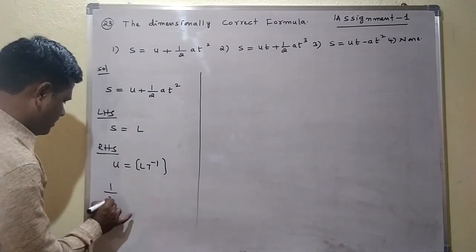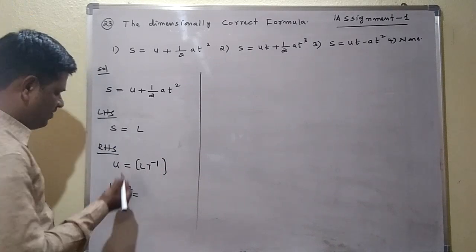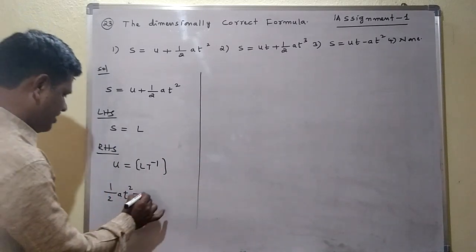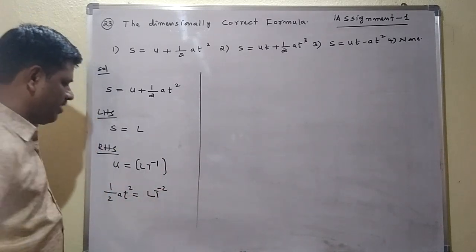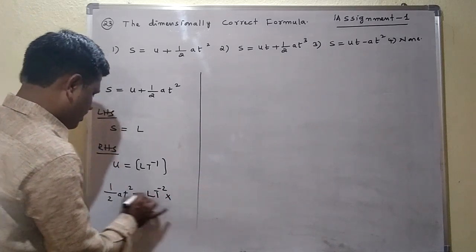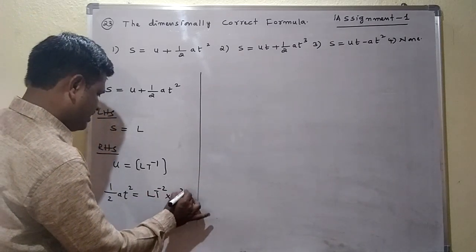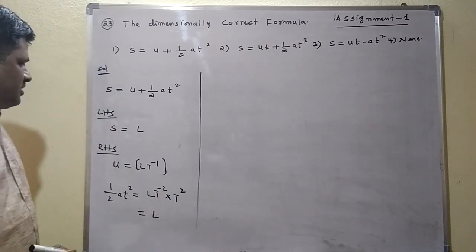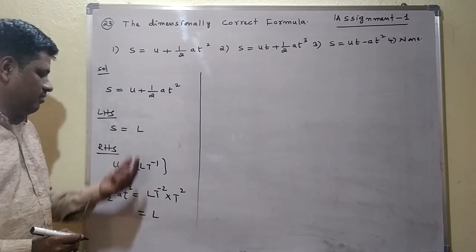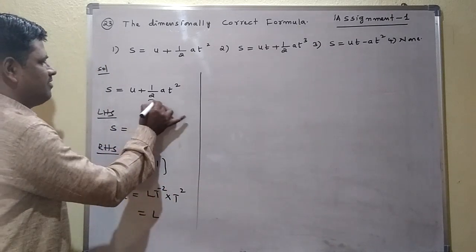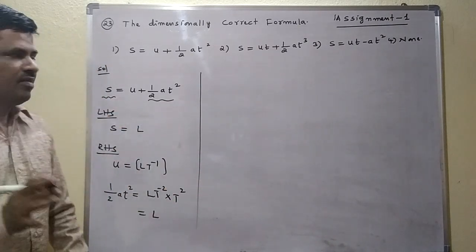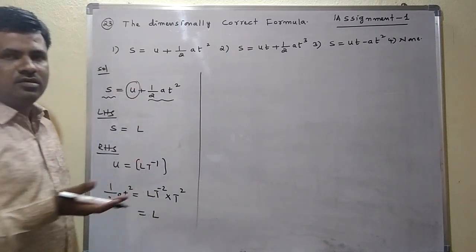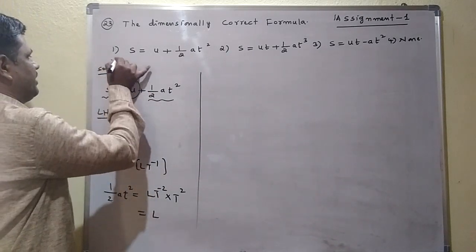Next, another term is of at square. Of is having no dimensions. A means acceleration, L T power of minus 2. Here time dimensional formula is T square. What we are getting here is L. But see there, this is L, this is also L. This term also has the same dimensional formula. But this one is different. So it is dimensionally not correct.